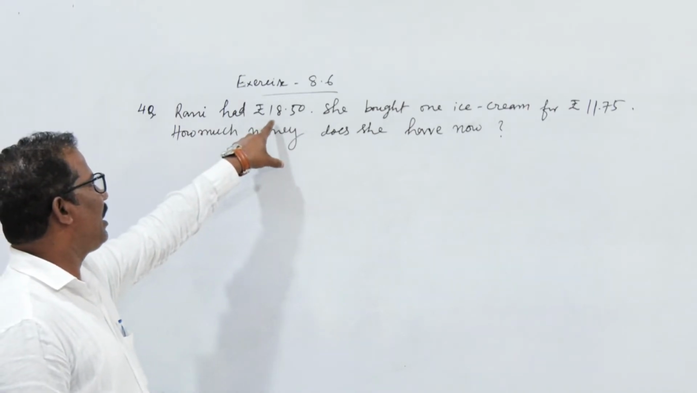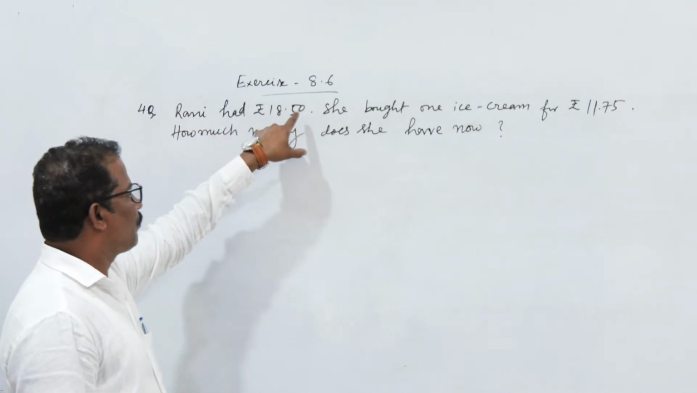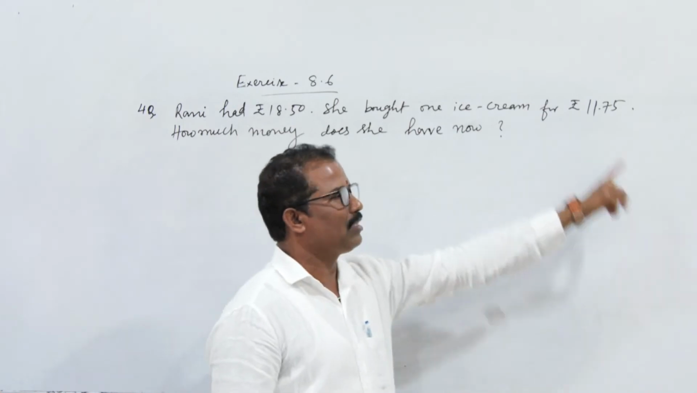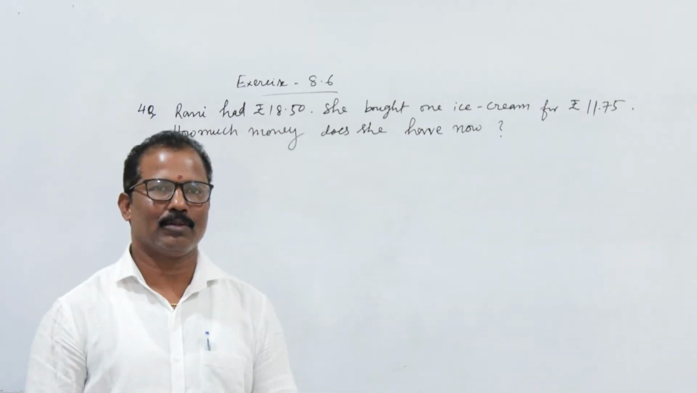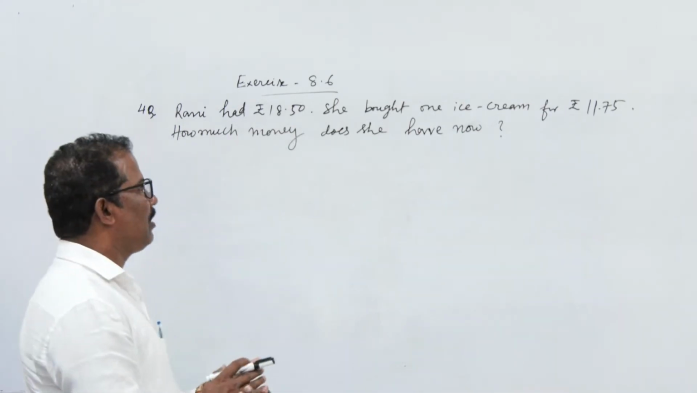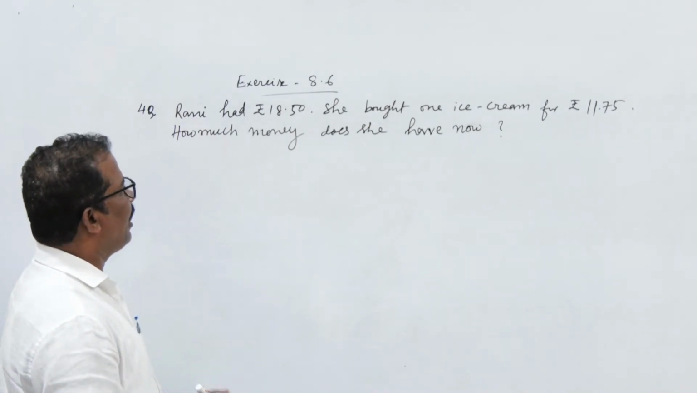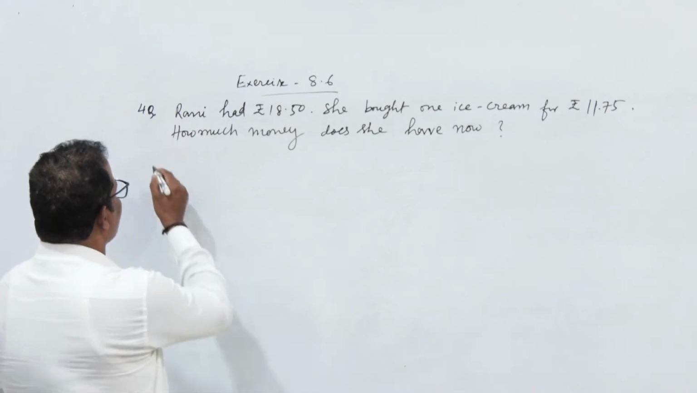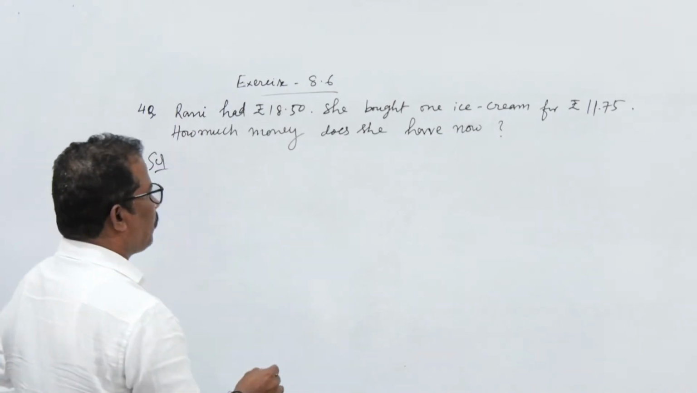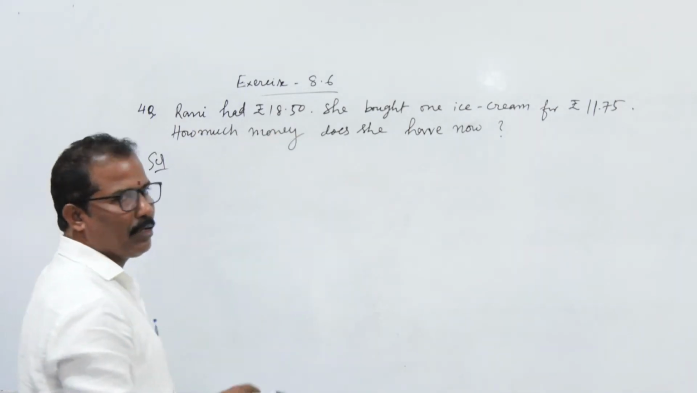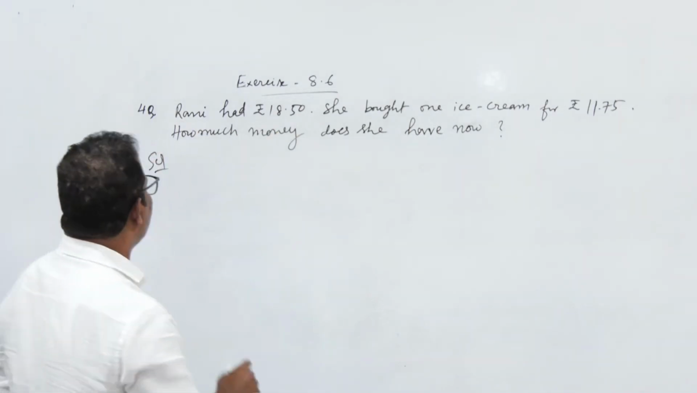Earlier how much money did she have? 18 rupees 50 paise. From this money, she bought one ice cream for 11 rupees 75 paise. That means still she will have some amount left with her. So what is that amount she has in her hand? For that, what to do? We have to subtract the cost of the ice cream from the amount she had in the beginning. Understand?